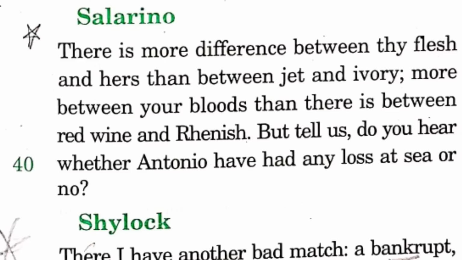So they are being very blunt and rude with Shylock. "More between your bloods than there is between red wine and Rhenish." Now Rhenish is an expensive German wine, whereas red wine is a cheap common wine. So he says that just as there is a difference between red wine and Rhenish, that's the difference between your blood and Jessica's blood. "But tell us, do you hear whether Antonio have had any loss at sea or no?"